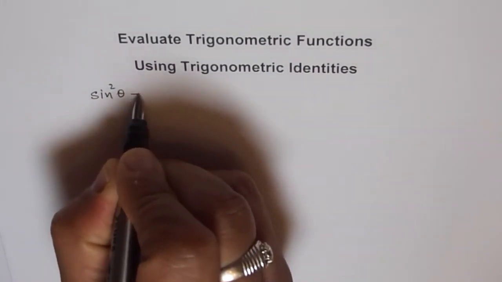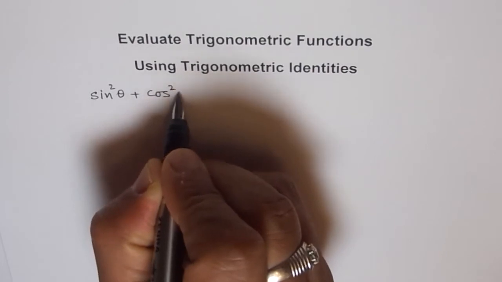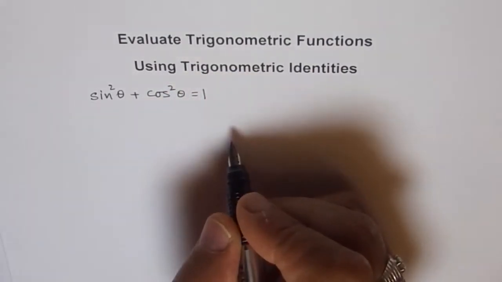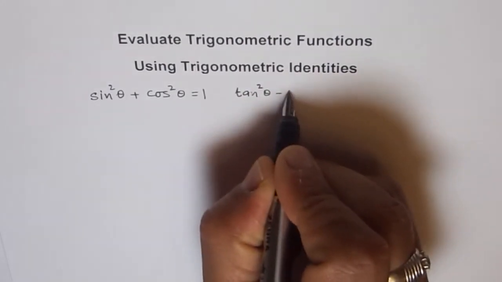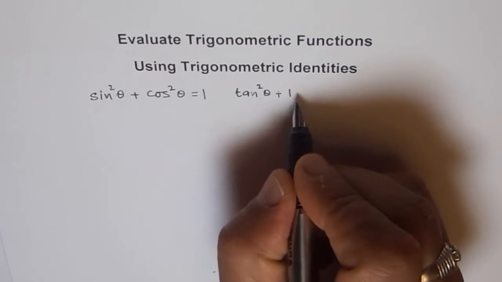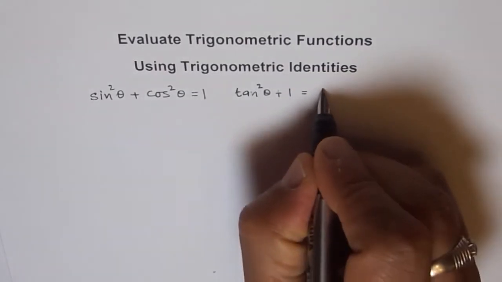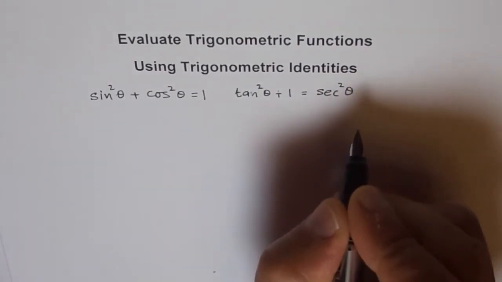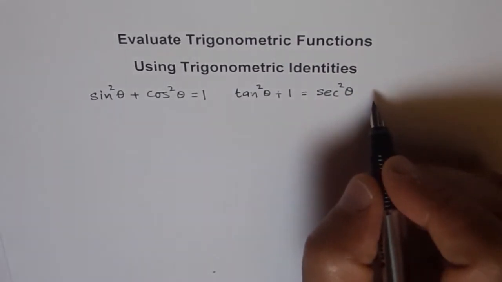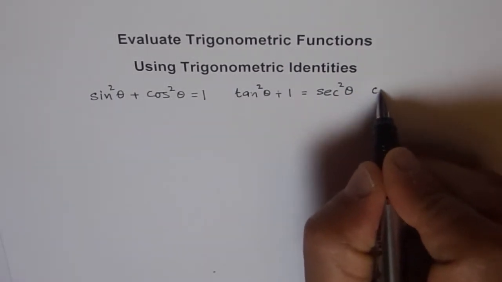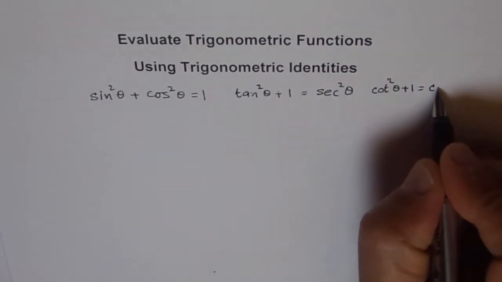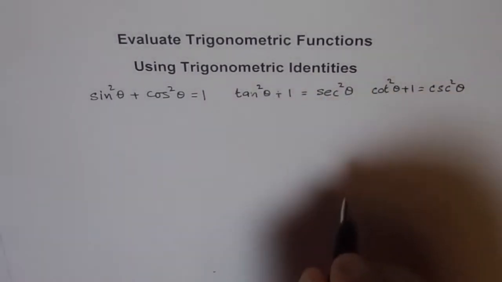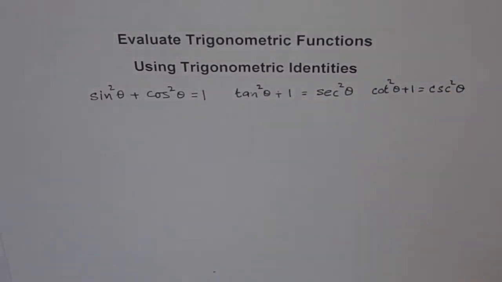sine squared theta plus cos squared theta equals 1. That is one identity. Second is tan square theta plus 1 equals secant square theta, and then we have cotangent square theta plus 1 equals cosecant square theta. So we'll use these identities and we'll try to evaluate some trigonometric functions.